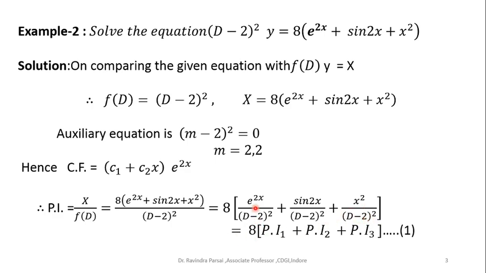Since in the numerator you have different functions, we have different particular integrals. So I assume that the first term has particular integral denoted by PI1, the second term PI2, and the third term PI3. Let me evaluate all these three values one by one.